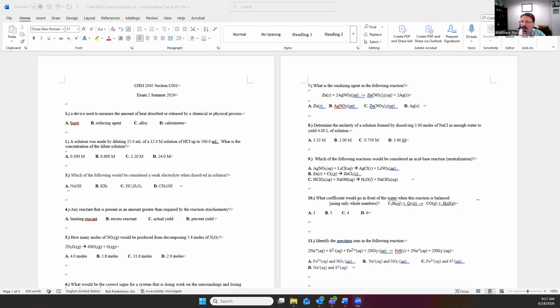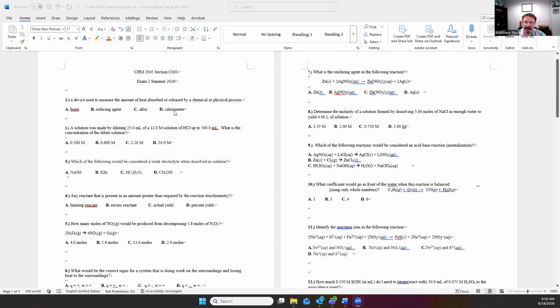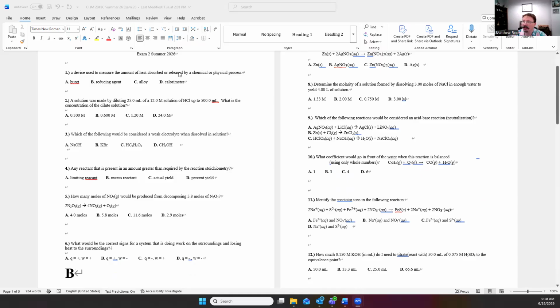All right, we're going to go over the second exam. We'll look at version B. A device used to measure the amount of heat absorbed or released by a chemical or physical process is a calorimeter. And there's different kinds of calorimeters, coffee cup, bomb, but that's what we use to measure heat from a chemical or physical process. All right, now we have a dilution question.